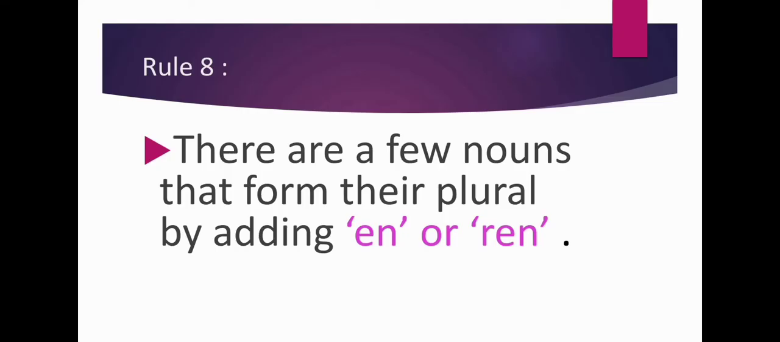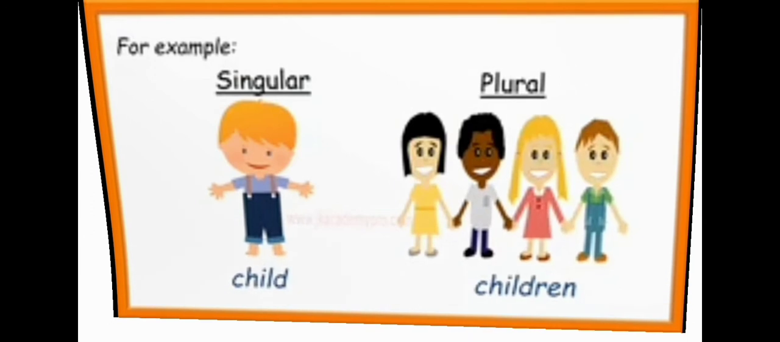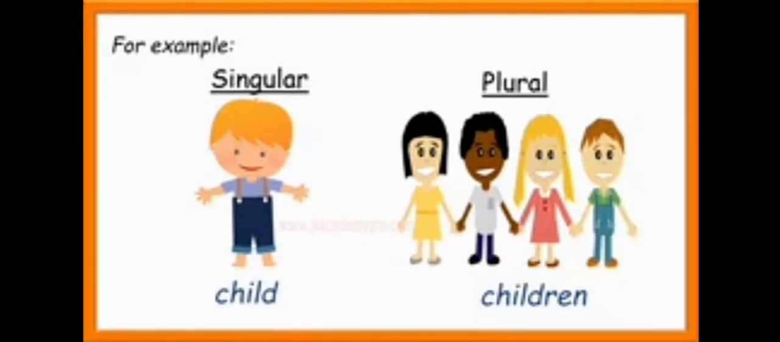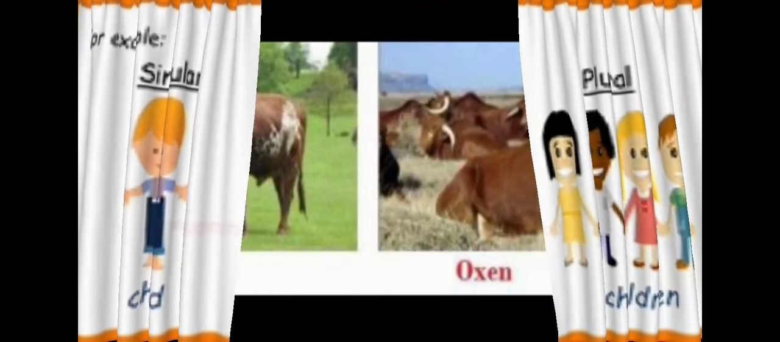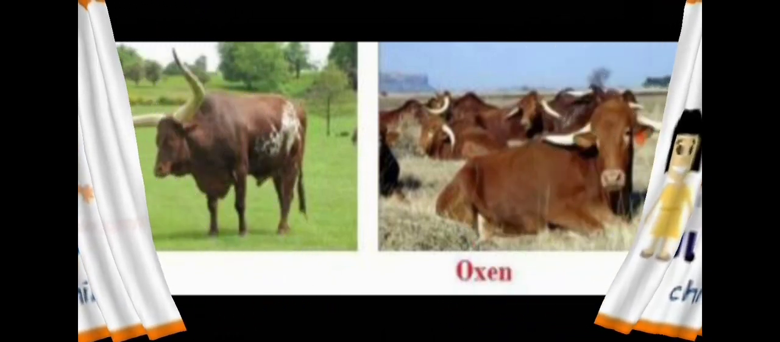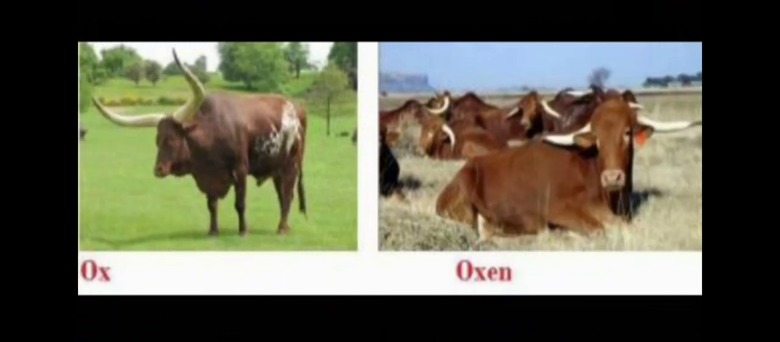I hope students you all are understanding. Now we will see our last rule, that is rule number 8. There are a few nouns that form their plural by adding en or ren. Let's see examples. The singular form of child changes to children in the plural form. Here we added ren to the singular form. Now see the picture of ox. Ox will become oxen in the plural form. Here we added en to the singular form.